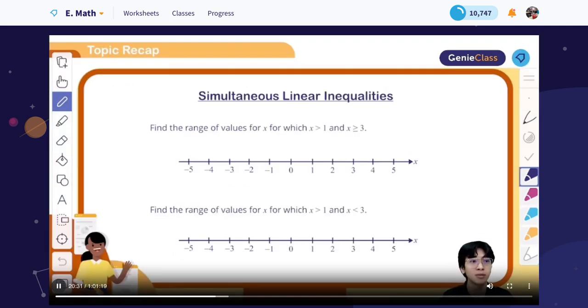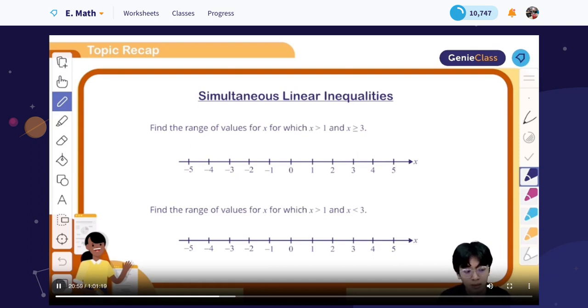Next, simultaneous linear inequalities. This one is what we learned in Sec 3. In Sec 2 we started learning inequalities, then in Sec 3 we combined them to do simultaneous inequalities. The first part is to find the range of values for x such that x is more than 1 and x is more than or equal to 3.